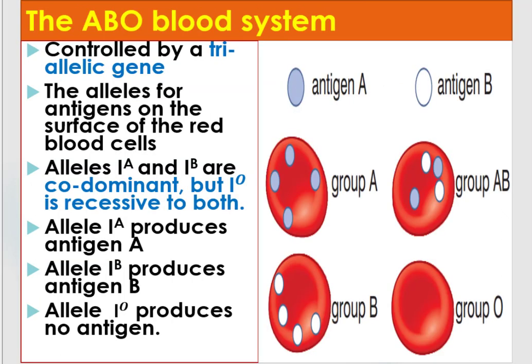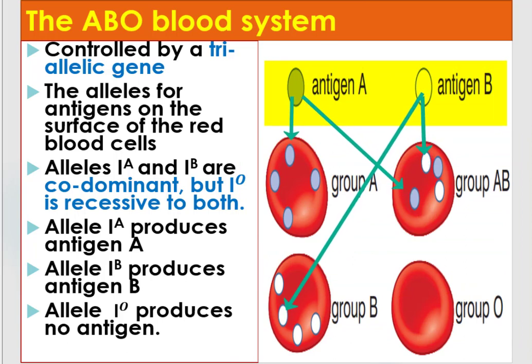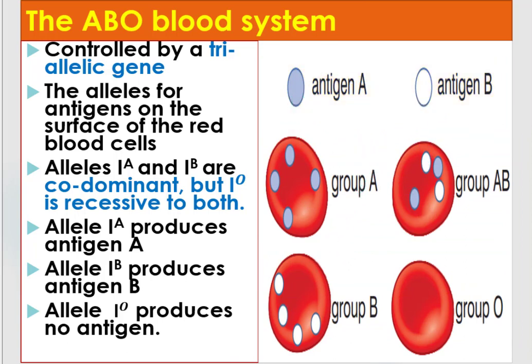The ABO blood system. An example of multiple allele inheritance occurs in the inheritance of ABO blood groups. This is an interesting example as it also involves codominance. In the ABO blood grouping system, there are four blood groups determined by the presence or absence of two antigens, antigen A and antigen B, on the surface of red blood cells. The ABO blood system is controlled by a triallelic gene.